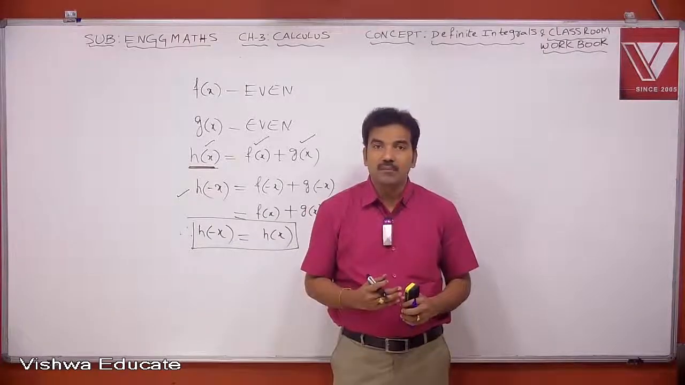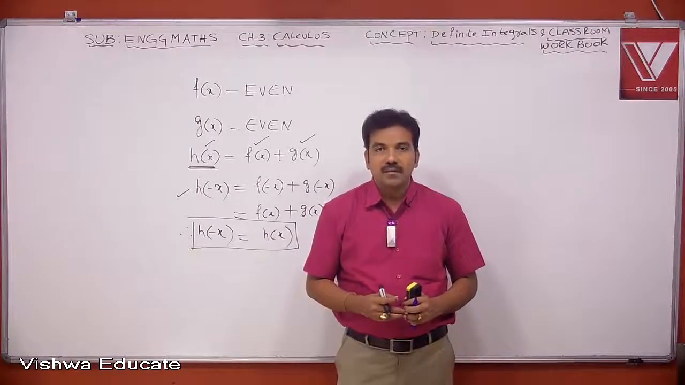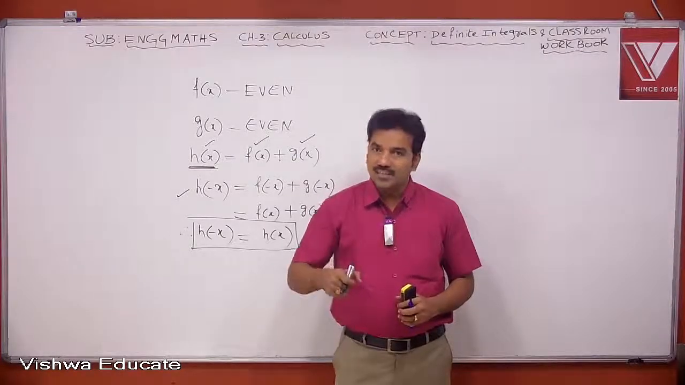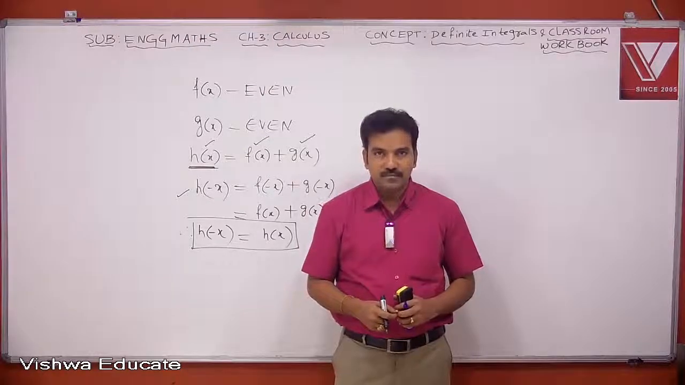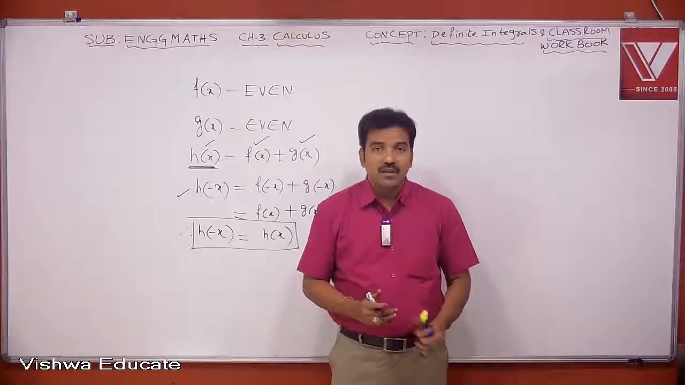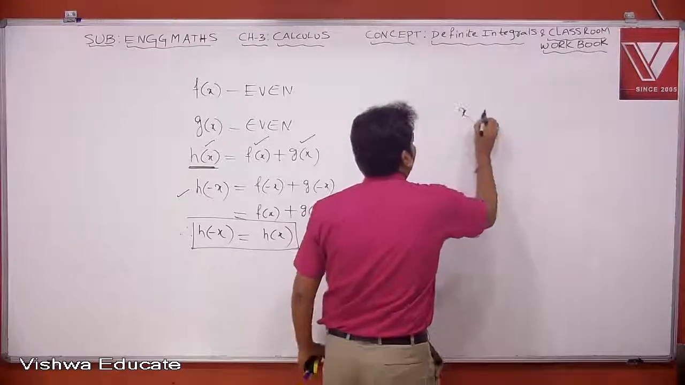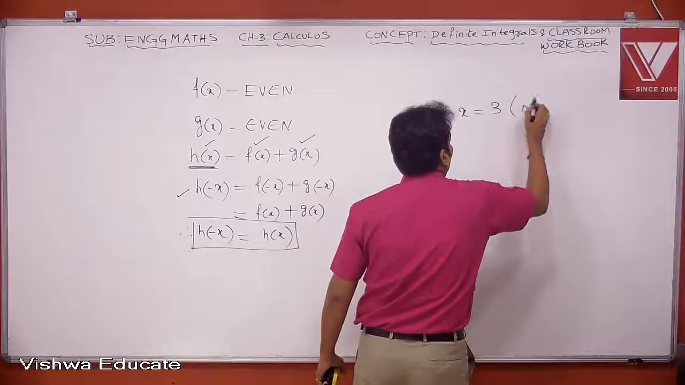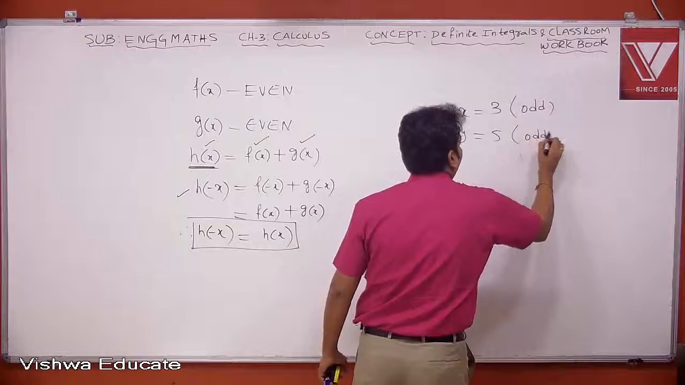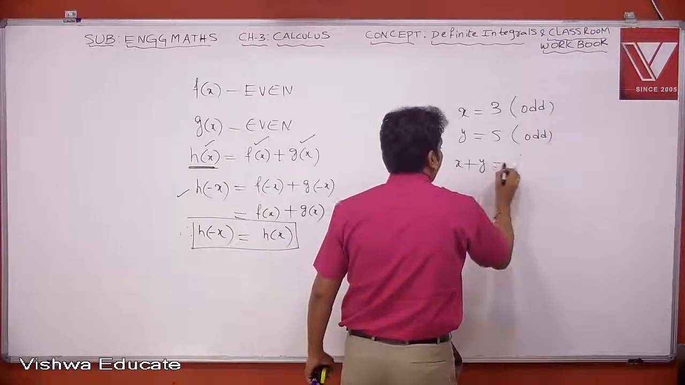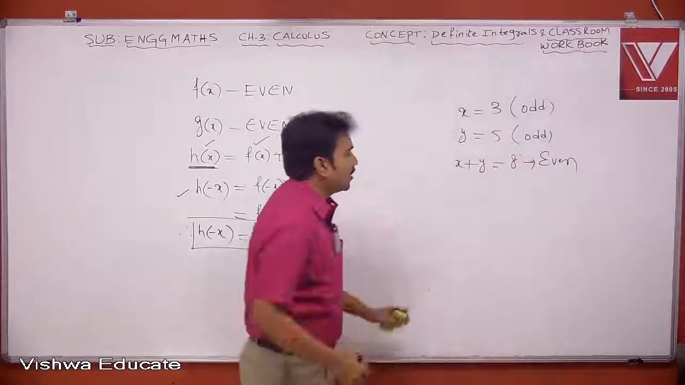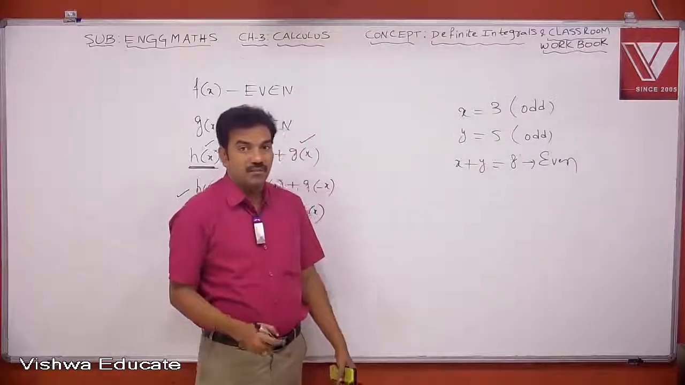Now let us discuss the same result for odd functions. Suppose when you take f of x odd and g of x odd, will its sum be again an odd function? Certainly, the result may not be true in case of numbers. Suppose I have an odd number, x value is 3. Y is an odd number, this is 5. But when you take x plus y, you will get 8. This is an even number. So therefore, sum of two odd numbers is an even number in case of numbers.